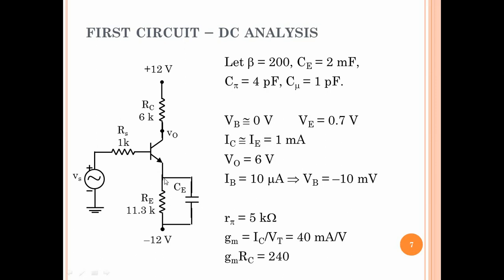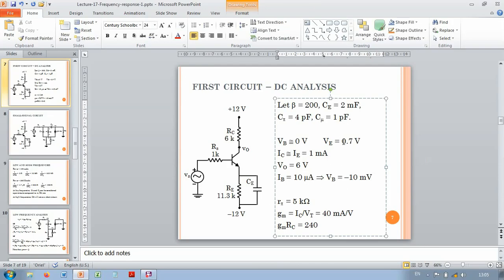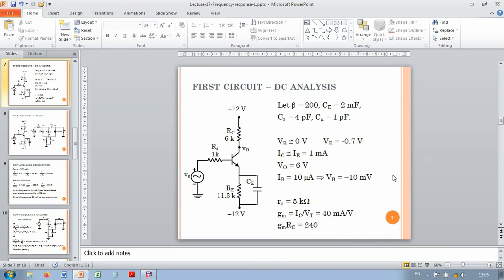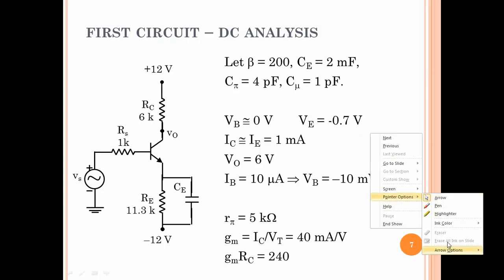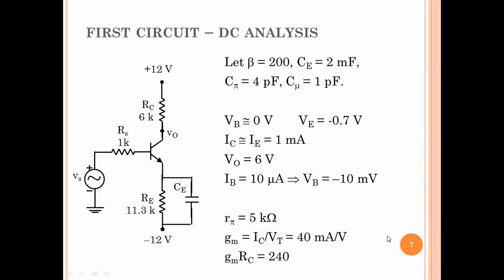So the current in RE: this is minus 0.7, so the voltage across the emitter resistor is 11.3 volts, and the value is also 11.3 kilo ohms. So the emitter current and collector current are about 1 milliampere. The collector resistor is 6 kilo ohms, so there are 6 volts across RC. So the output DC voltage is 6 volts.